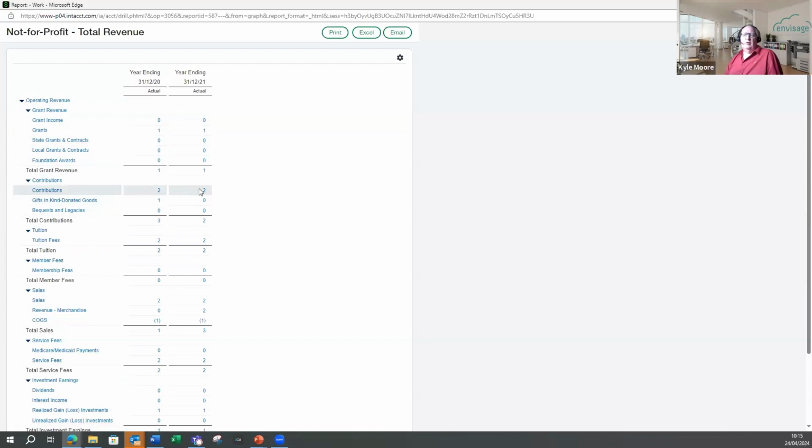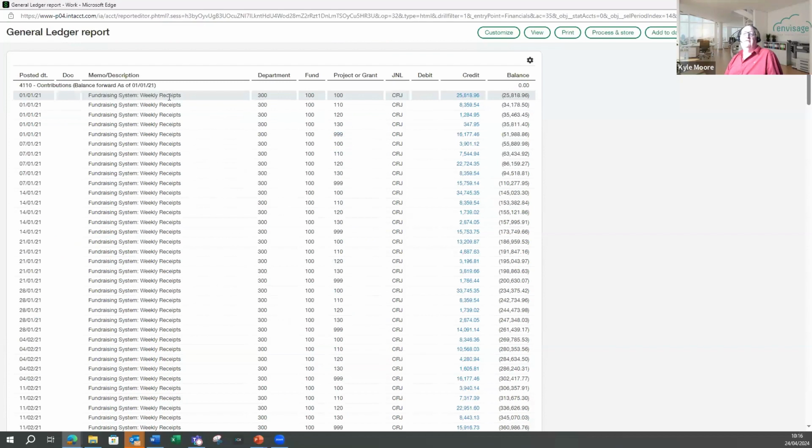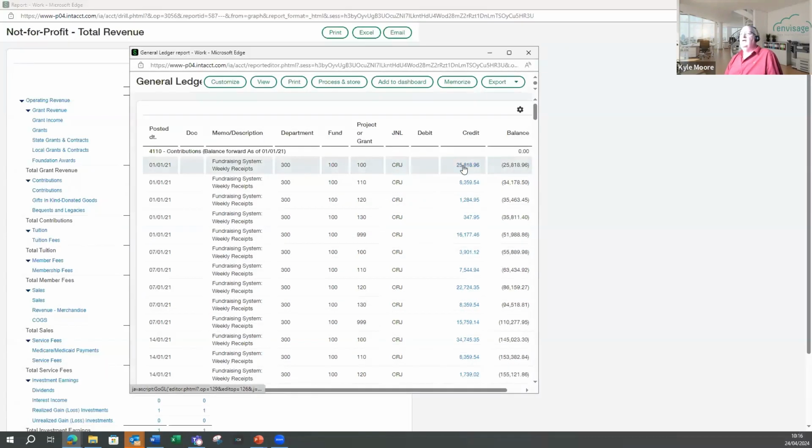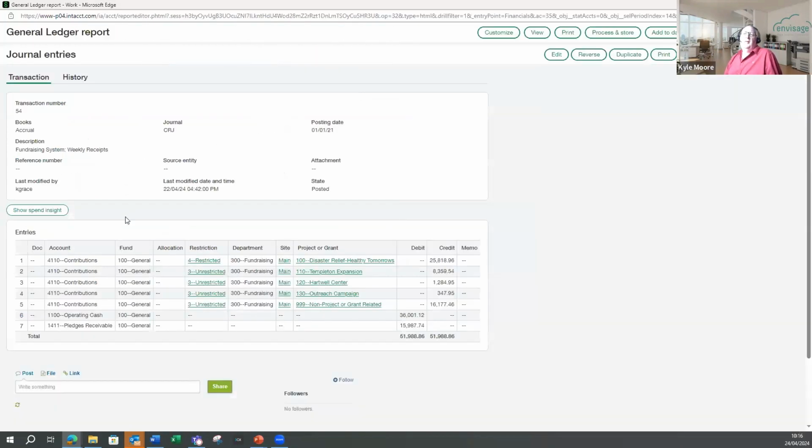I can look at my contributions and drill into the data that we have in the contributions. So these are our fundraising weekly receipts. And if I go into the credit amount there, we should be able to go straight into that. Yes, there we go. Sorry about that. So we're looking at our transactions here.